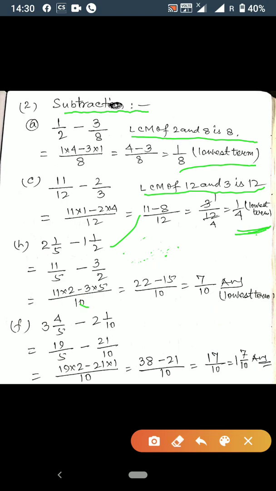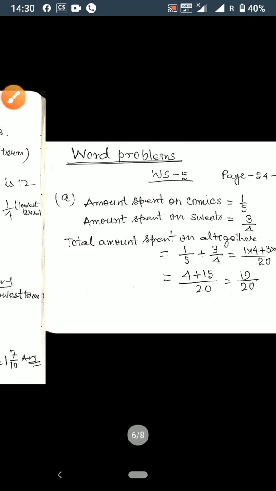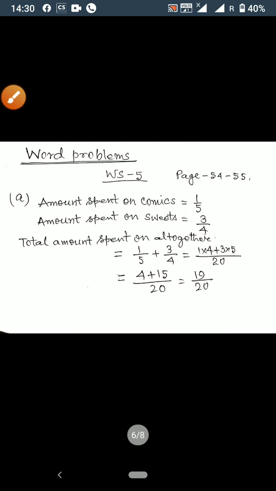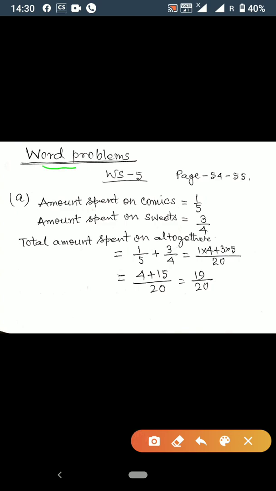Answer. Now word problems, worksheet 5, pages 54 and 55. First question. Solve the following word problems. Anjali spent 1 by 5 of her pocket money on comics and 3 by 4 on sweets. How much of her pocket money did she spend altogether?